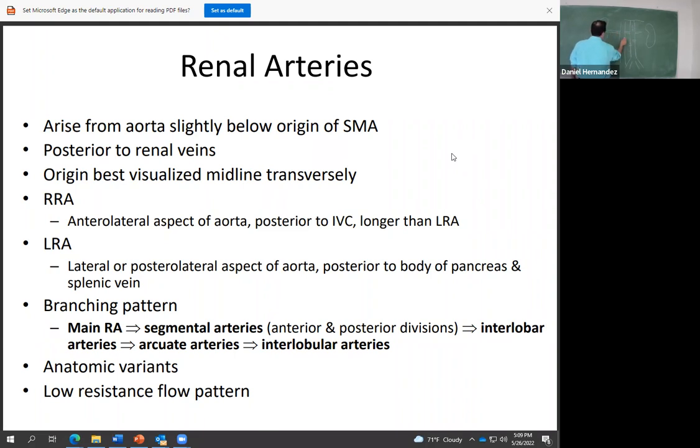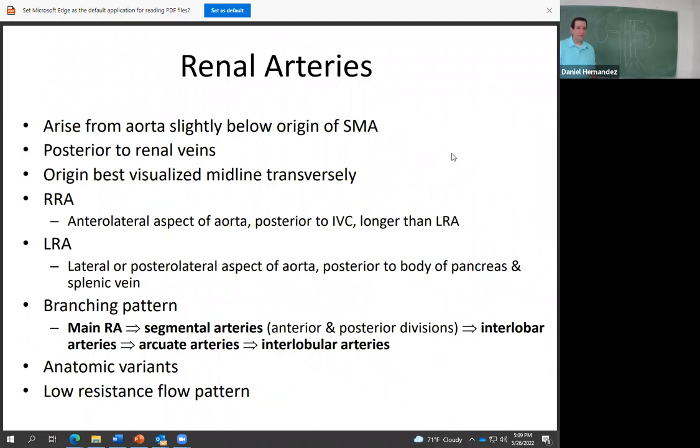So I drew it coursing posterior behind the IVC, and it's longer than the left renal artery. If you think about that logically, the aorta is on the left side of the body, left of midline. So that left renal artery doesn't have as far to go to get to the left kidney on the left side of the body already. Whereas the right renal artery has to cross midline and pass under the IVC to get to that right kidney. So it's got a longer distance to travel. So just logically, based on the fact that the aorta is on the left side of the body, the left renal artery is going to be shorter than the right renal artery.